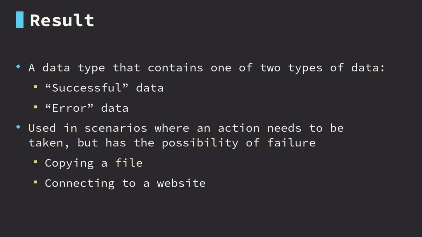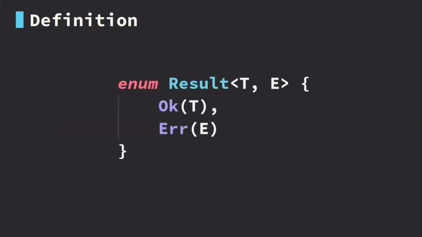It's used in scenarios where an action needs to be taken, but has the possibility of failure. Some examples are copying a file. Perhaps the file was previously deleted before we tried copying it, and that would result in an error. Another example is connecting to a website. Maybe the website's down, the network is down, or maybe the Wi-Fi connection isn't that great. A result can be used in all of those scenarios to detail the error on why you'd be unable to connect to a website.